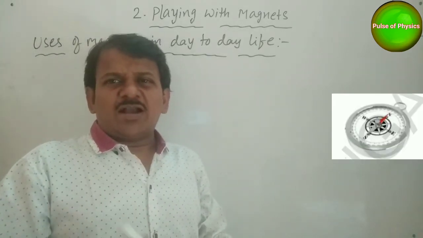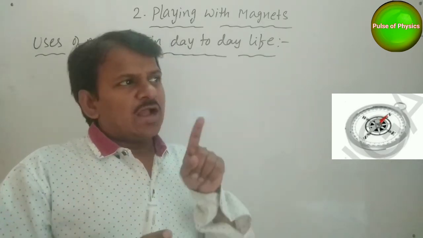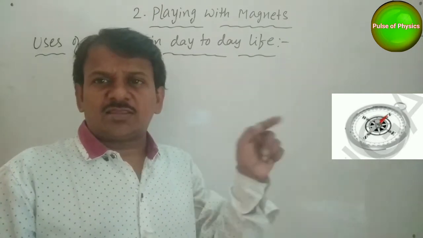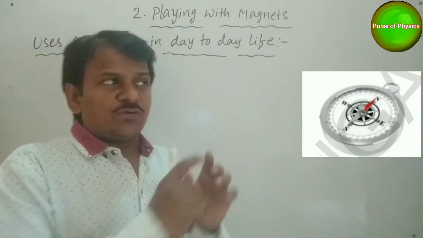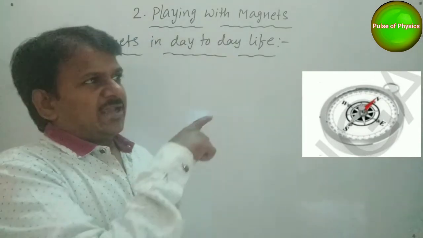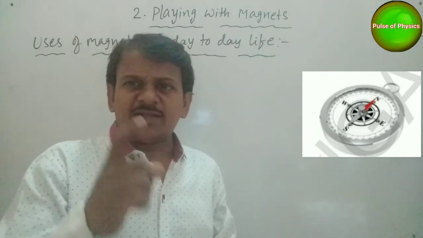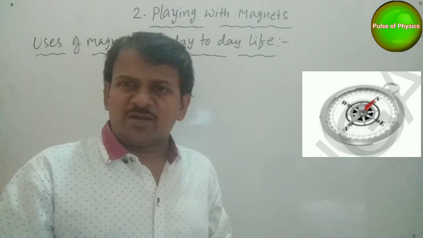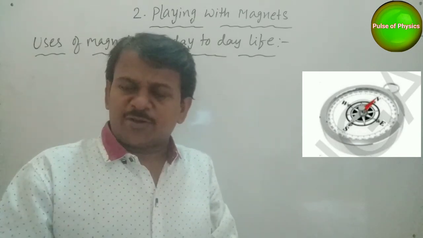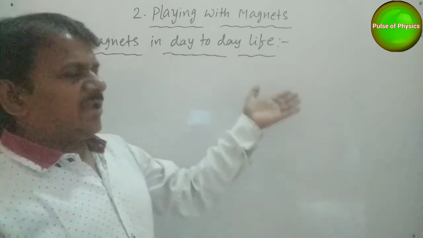Compass. What is a magnetic compass needle? It is used to find directions, north and south. It is used by sailors on sea journeys, so they can identify in which direction they are traveling. I will show one activity in this chapter based on the magnetic compass needle. Right? So all these are various applications.